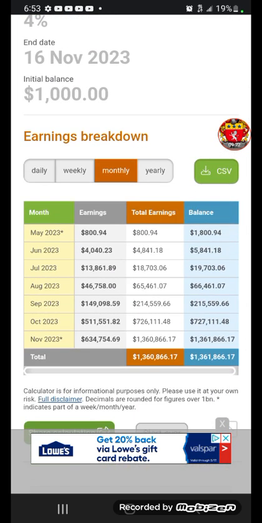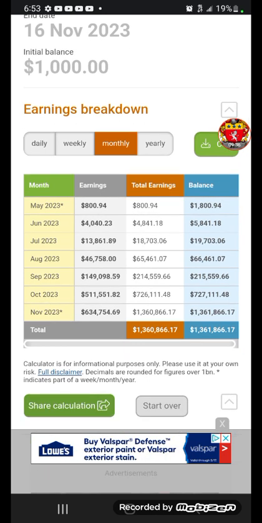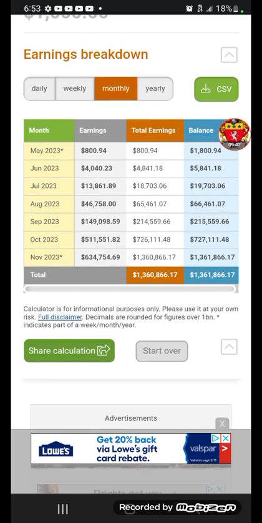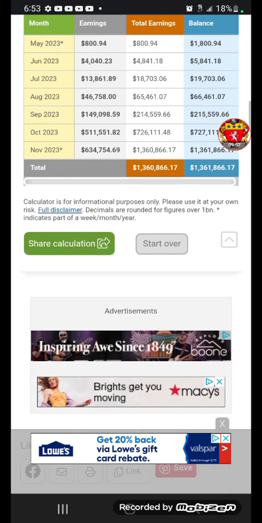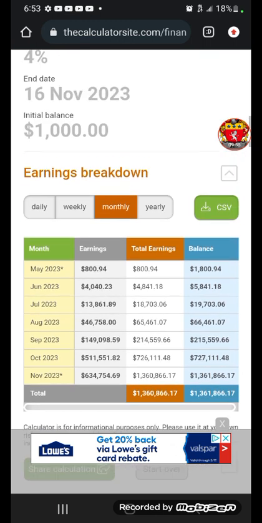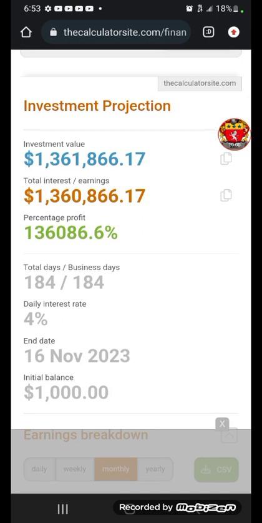You make $800 your first month. You'll make $4,000 your second month. $13,000 your third month. $46,000 your fourth month. Yeah, 150, to 511, to 634, to 1.36 million. That's compound interest for you. That's pretty crazy at a 4% interest.